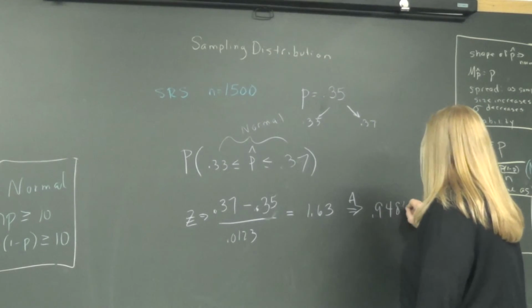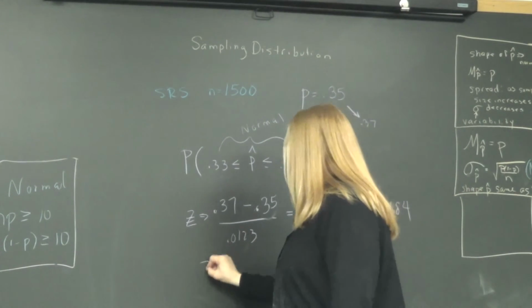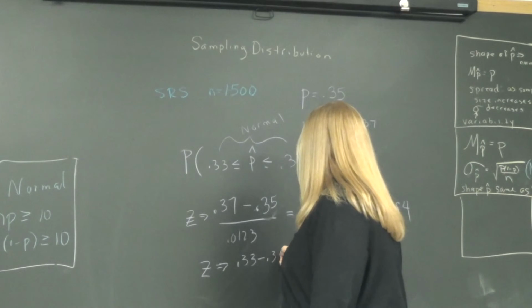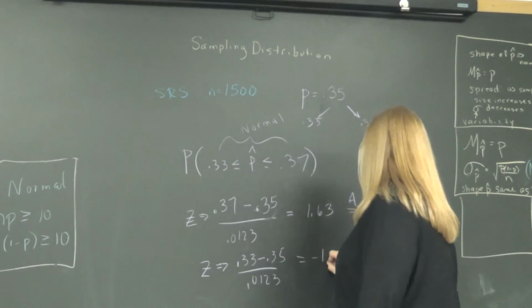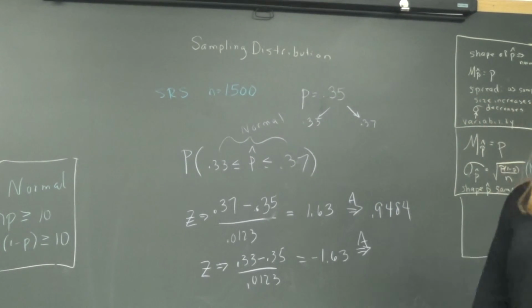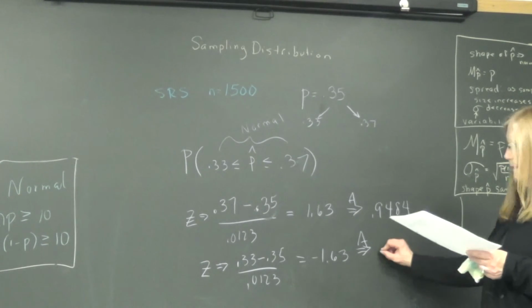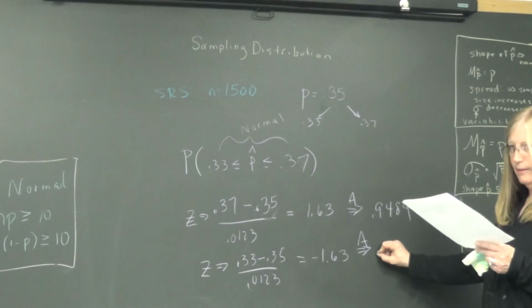What else do we have to do? We have to do the z-score for 0.33: 0.33 minus 0.35 over 0.0123, which is negative 1.63. I need chart A for that. Negative 1.63 gives 0.0516.